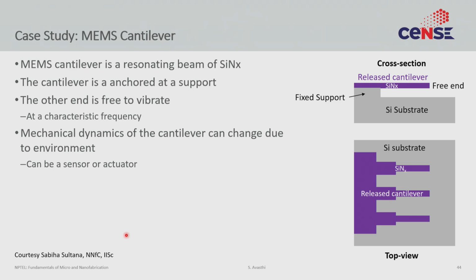So what is a MEMS cantilever? As the word cantilever suggests, it's essentially an overhang. If you're looking at the cross section, you have a silicon substrate, and the silicon substrate has a silicon nitride film on it. And what you have done is create this overhang.